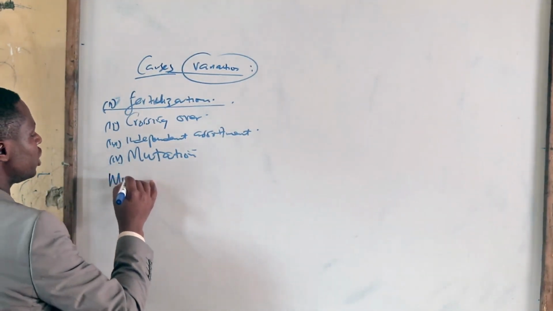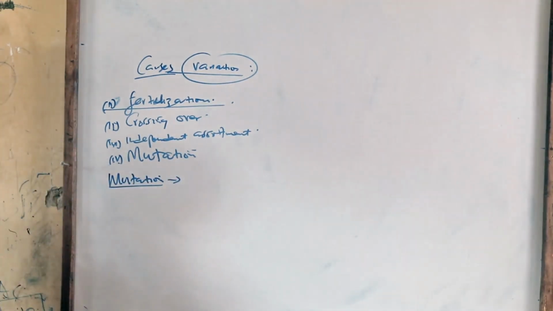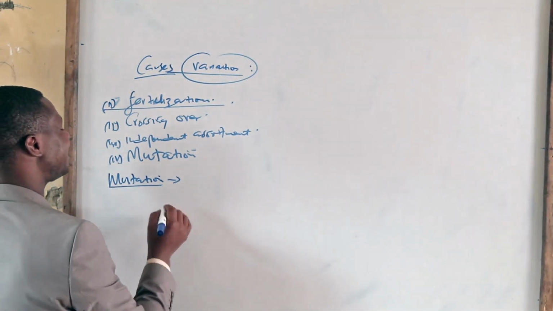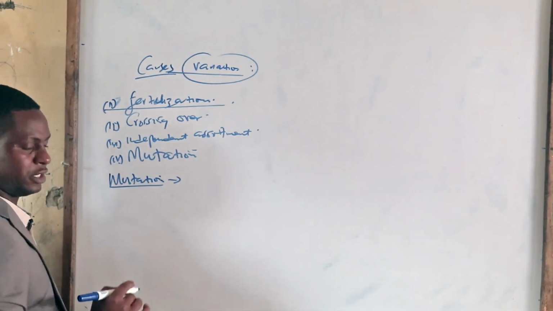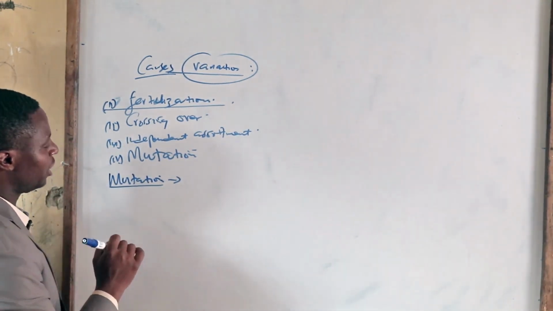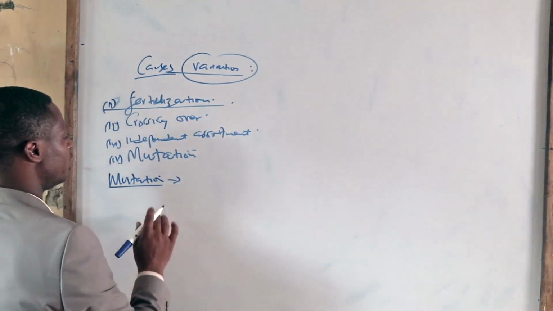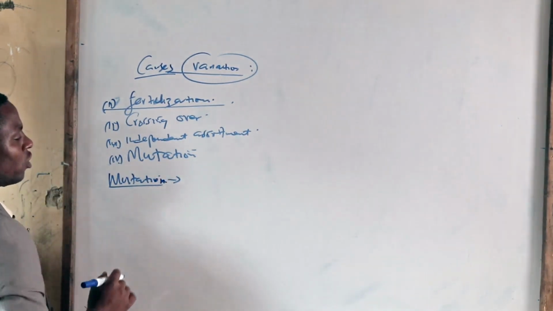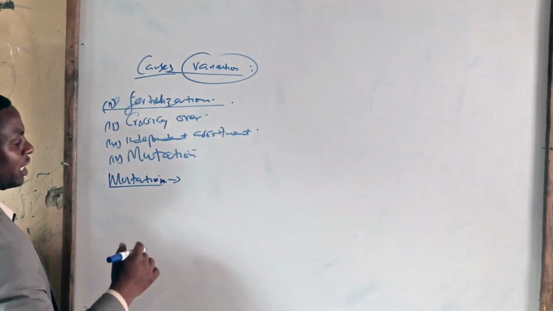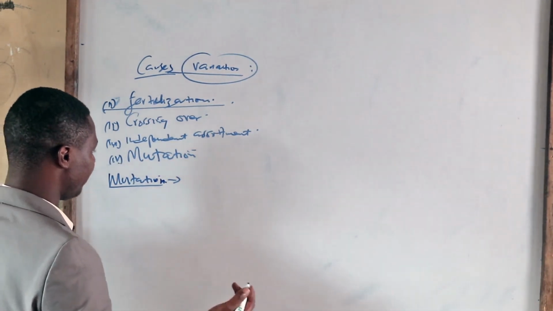Then we have mutation. How does mutation cause variation? So first we have to give a definition for mutation. Mutation is a spontaneous change in genetic constitution of an organism due to exposure to mutagens, or things that cause mutation, such as radiation, chemicals and heavy metals and such.